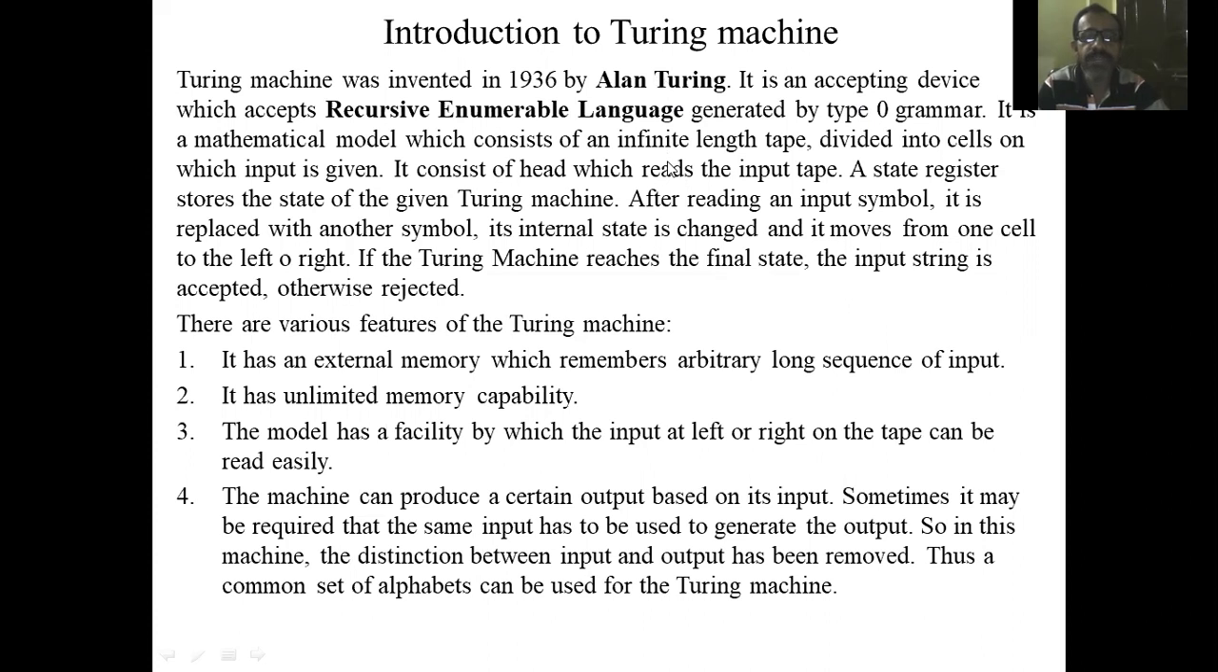If you look at the history of the Turing machine, Alan Turing invented it in 1936. His main aim was to recognize type 0 grammars. Type 0 grammar is unrestricted grammar, meaning there is no restriction on that grammar, and it accepts recursively enumerable languages.